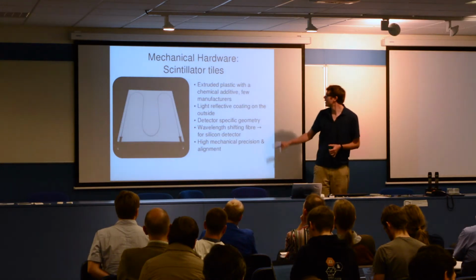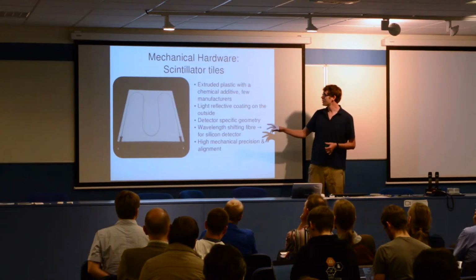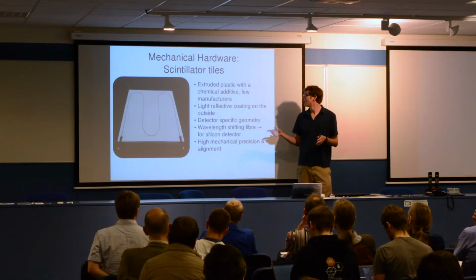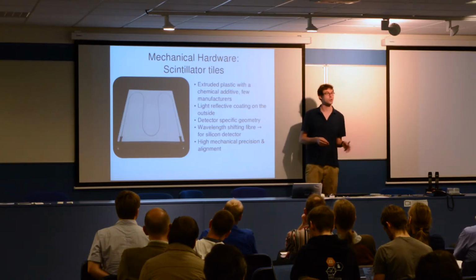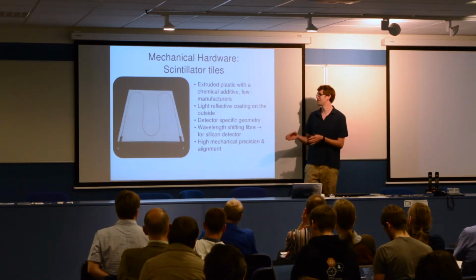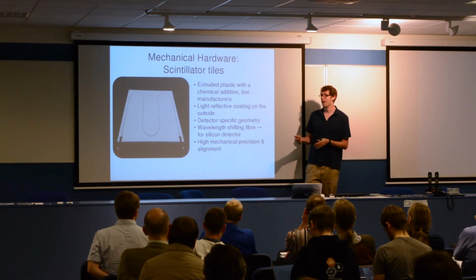Here's a close-up of the slab. So as I said, it's an extruded piece of plastic. The reason we're using this instead of Geiger-Müller tubes or gas chambers is that when you build it, it's very stable, it's very repeatable, and it's very cheap if you build them in volume.